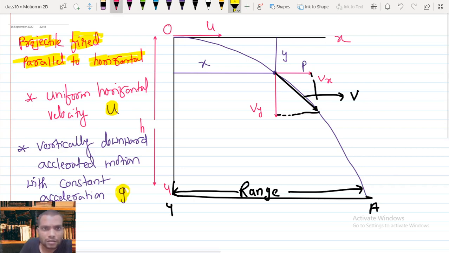Now first, to find the trajectory, we need to find the trajectory of the path.